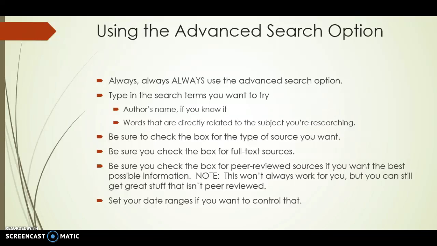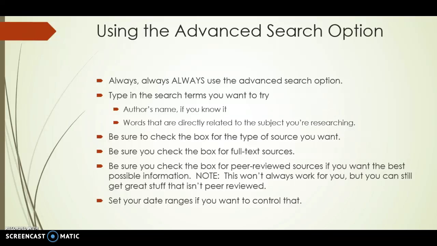Be sure to check the box for the type of source you want. That means if you don't want reviews, which you don't, trust me, because those are not sources, they're just reviews of sources. If you don't want brochures, if you don't want books, then you don't check those boxes. You want to make sure you check the box of the type of source you want. So if you're looking for journal articles or something of that nature, make sure you check the box next to that.